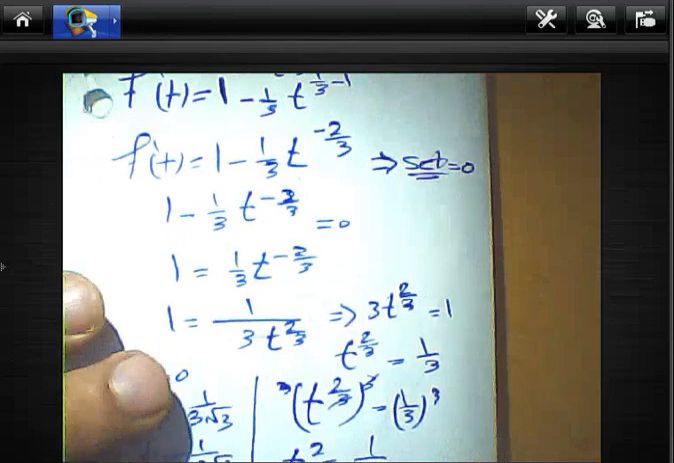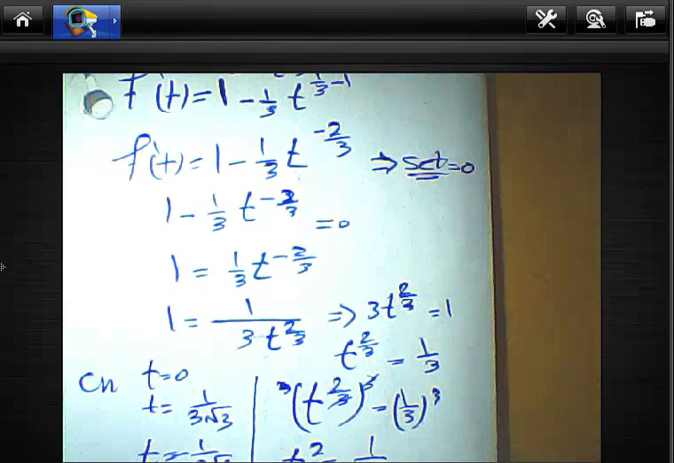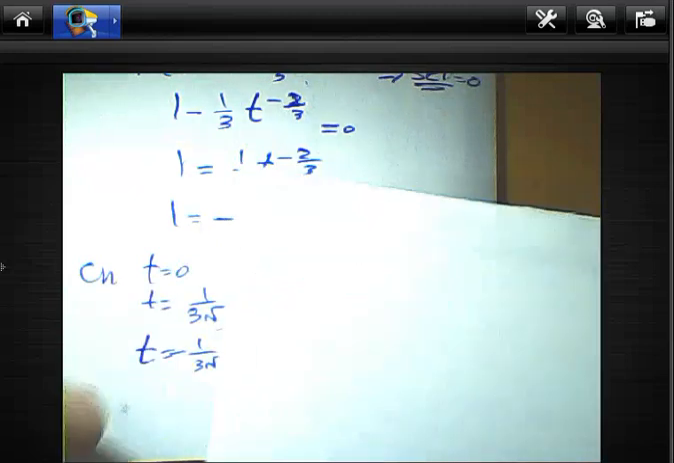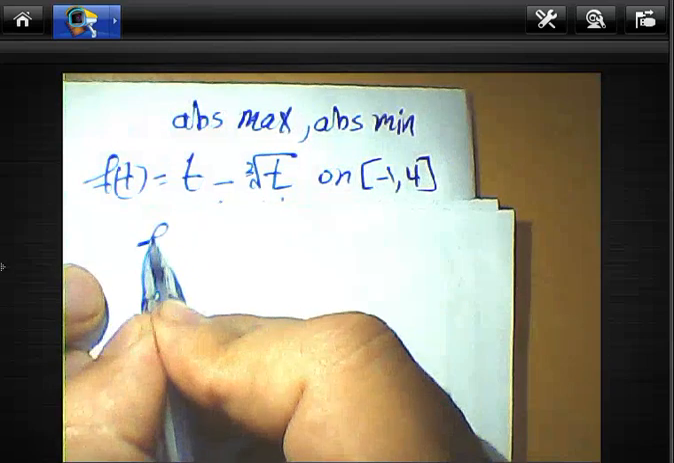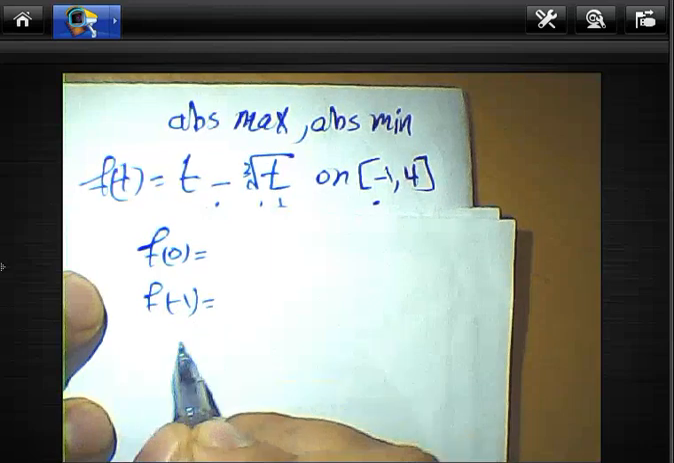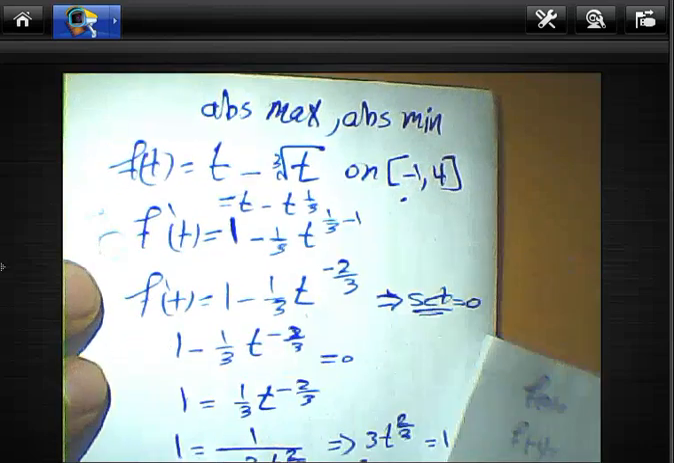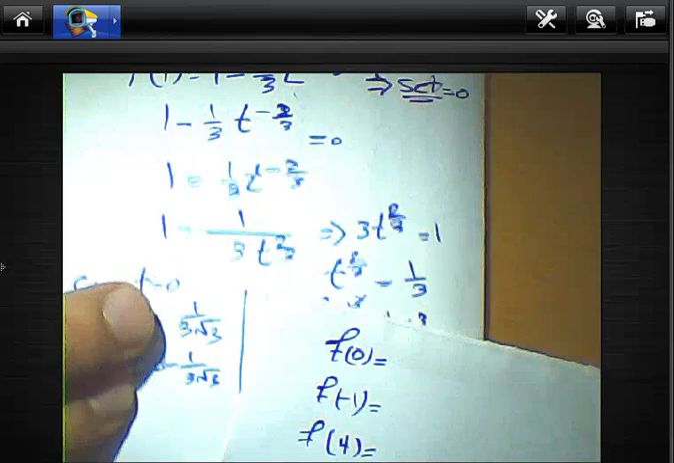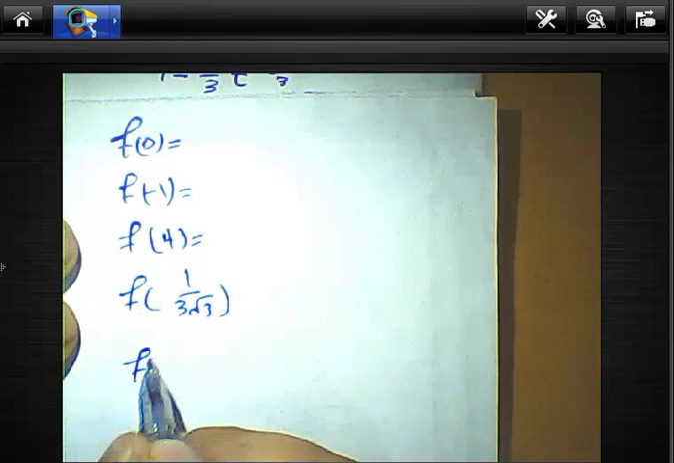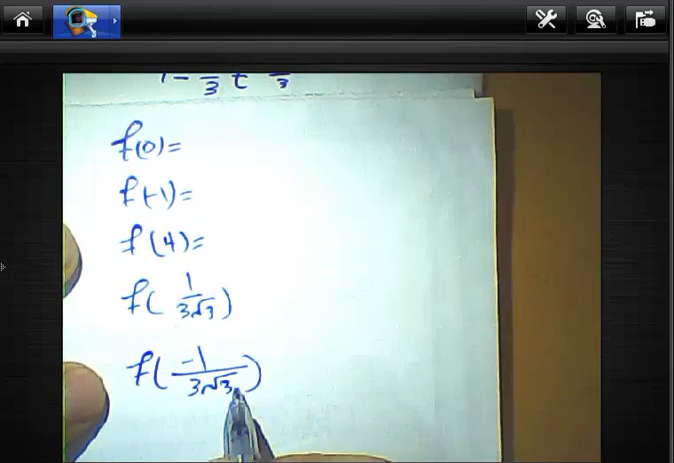Okay, look at here. We can look at another paper. Look at the steps here. We have 5 points. We must find f of all these points to find the absolute max and absolute minimum. Look at this example. We find f of 0, f of -1, f of 4, and f of 1 over 3 root 3. We can use a calculator to find the result. Okay, I will use the calculator.